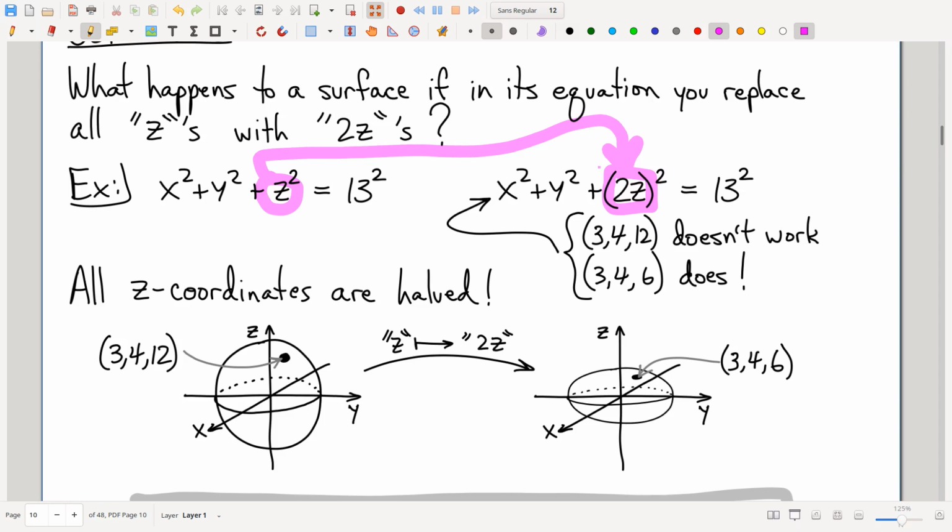Well, the way I'm going to argue this, the point 3, 4, 12 clearly works, a little bit of arithmetic. But it doesn't work in this equation over here, of course. The arithmetic's all messed up. In particular, the 3 got squared, the 4 got squared, the 12 got squared, and they added up as they should. Over here, the 3 gets squared, the 4 gets squared, and then the 12 gets multiplied by 2 to become 24, which gets squared. I get totally different arithmetic, crash and burn.